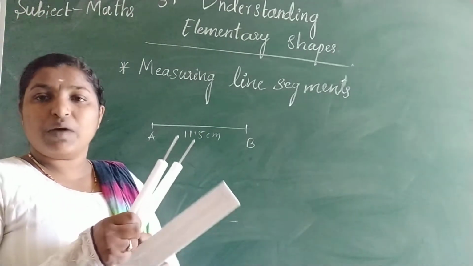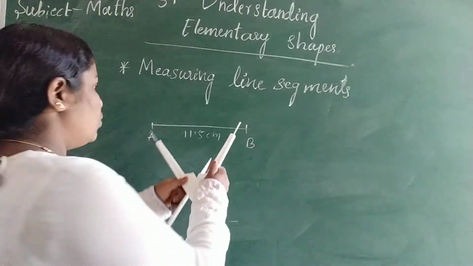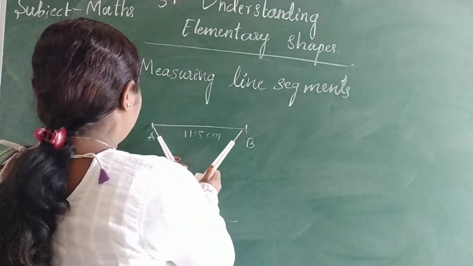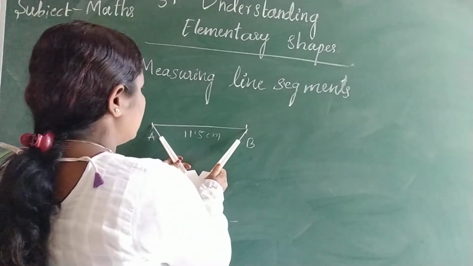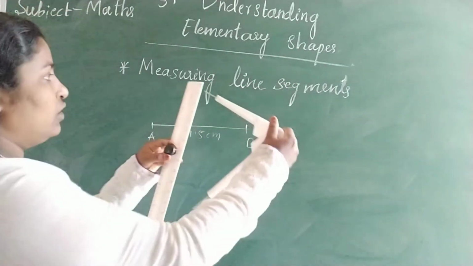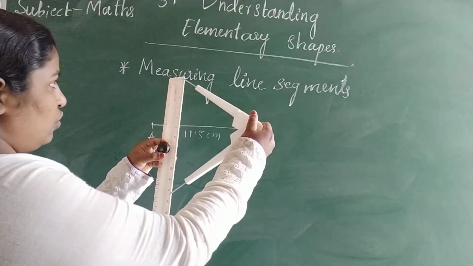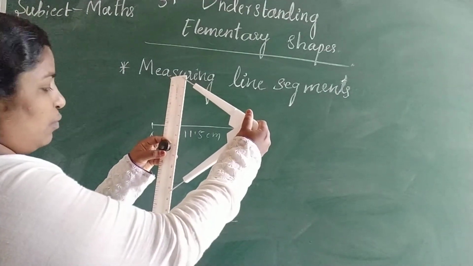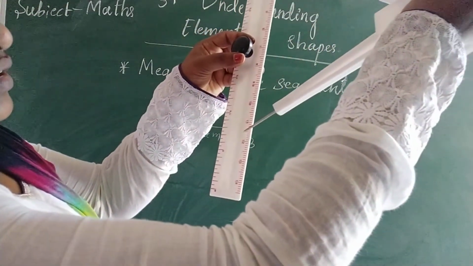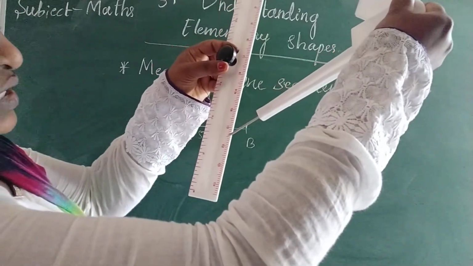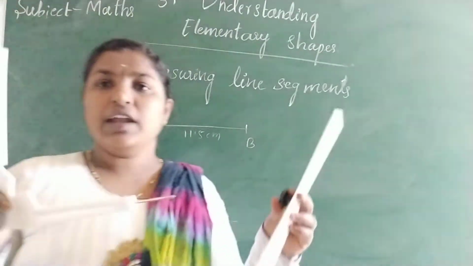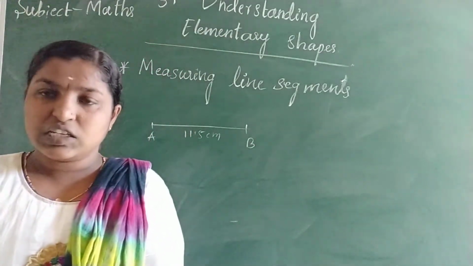You can measure through by using the divider also. Use the divider to place in both the points of line segments. This is here. So next you keep this in the ruler from 0 to here. So this is 12.5. You can see that 11.5. Yes, this is 11.5. By using divider and ruler also you can measure the line segments.